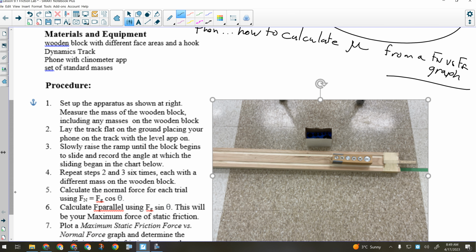And that first trial, since you have a chart there that you might want to fill in, that first trial's mass is 0.170 kilograms. That's the mass of the empty box with the tray.